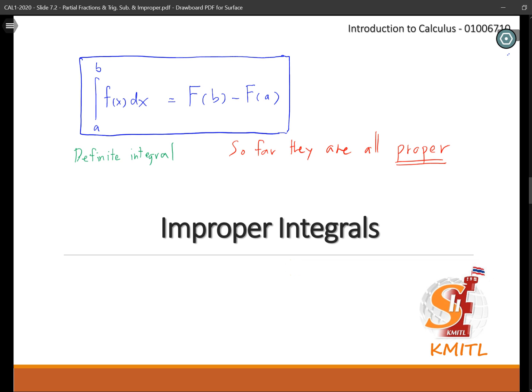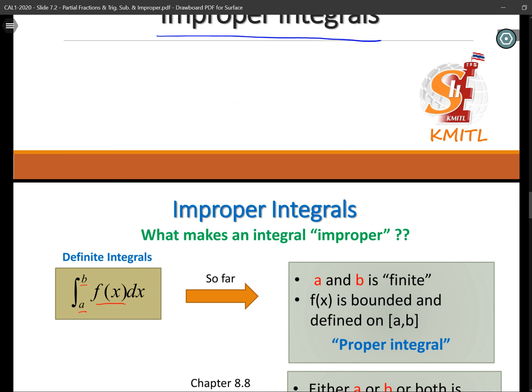Today's lecture is about something different. It's about improper integrals. The integrals that are not proper. Alright? So here's the main focus of today. Improper integrals. The first thing we are going to do right now is to learn about the difference between improper and proper and what differentiates the two of them from each other. So let's take a look at the next slide.